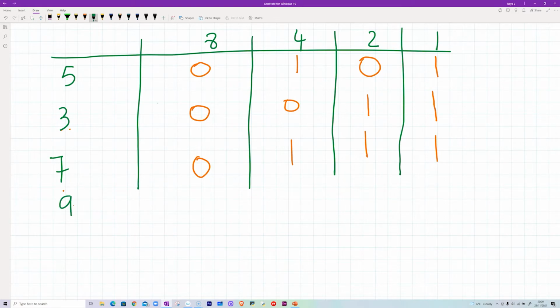Okay, so let's try one more number. Let's put a bigger number here, 9. How many 8s can you get from 9? Well, you can get 1 eight, and then you are left with 1. How many 4s can you get from 1? 0. How many 2s can you get from 1? 0. How many 1s can you get from 1? 1. So 9 in decimal in binary is 1, 0, 0, 1.